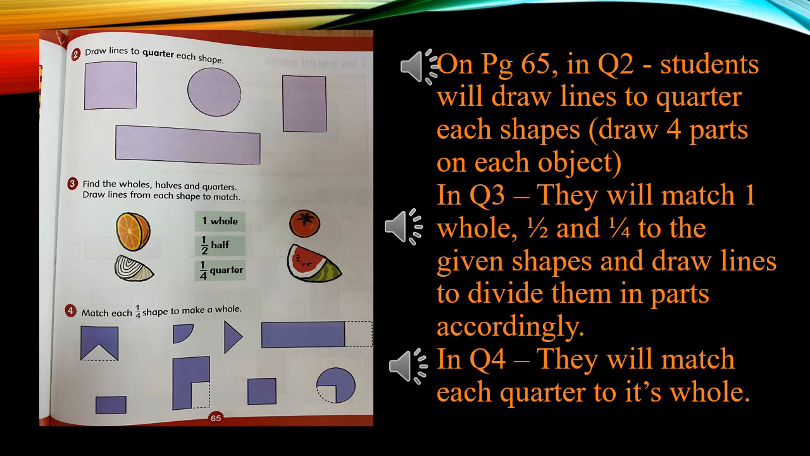In question 4, match each quarter shape to make a whole. That means you have to match the missing quarter part to the whole shape. So when you see the square, the rectangle, the other longer rectangle, and the circle, they all have missing quarters. Match the exact missing quarter to the whole shape.